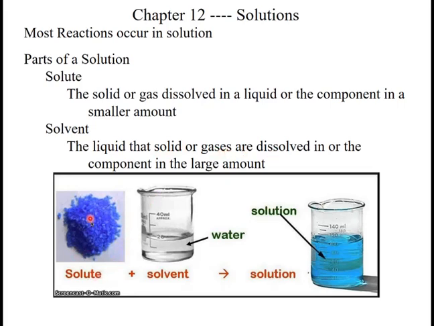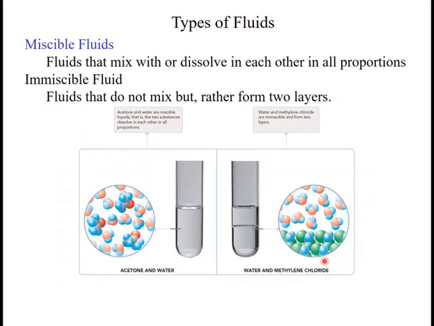So this picture here is copper(II) sulfate, because it's characteristically blue. It's a solute, and I add it to water and I make a solution, which by definition is a uniform mixture, or homogeneous mixture.